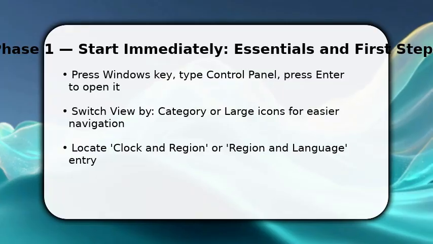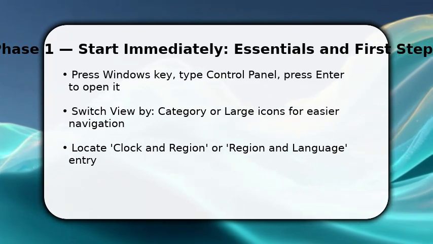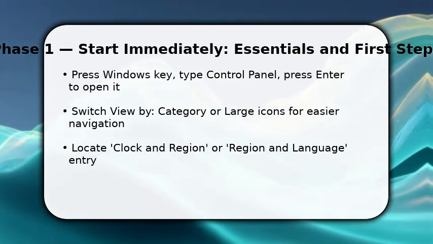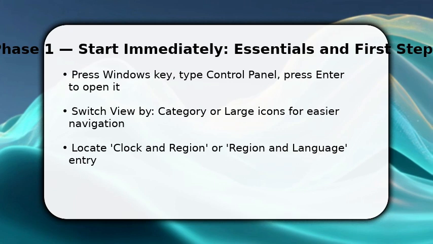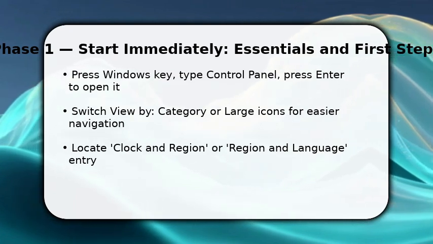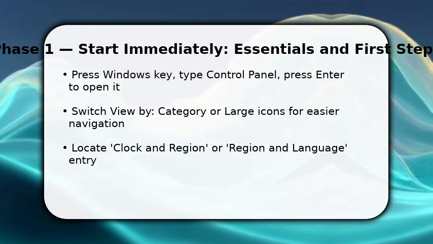Enjoy the video. You start by opening Control Panel. This gets you to system-level language options quickly. Once the window is open, make sure View by is set to Category or Large Icons because that affects which entries appear. Now find Clock and Region or Region and Language. This is where language controls live.